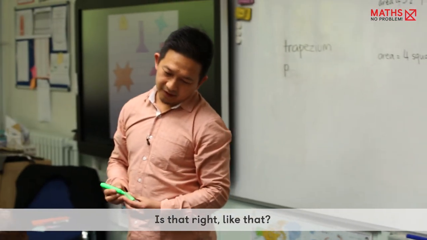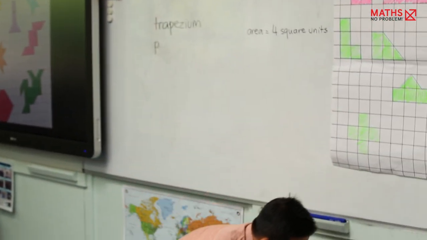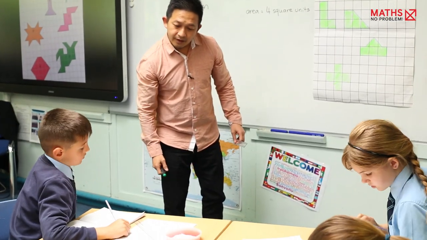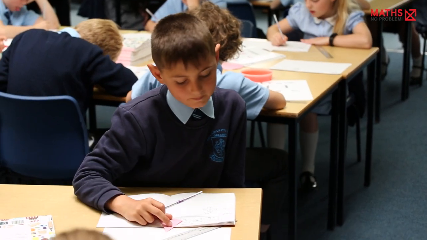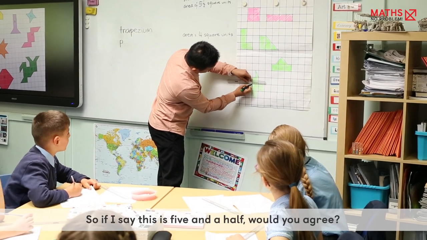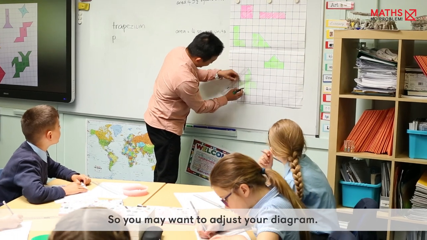So how should my triangle look? So how should a triangle sit on top of this? So if I say this is 5.5, would you agree? No. You wouldn't? No, because I've got a triangle. So you may want to adjust your diagram.